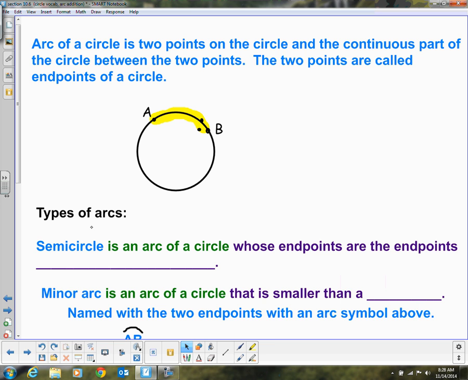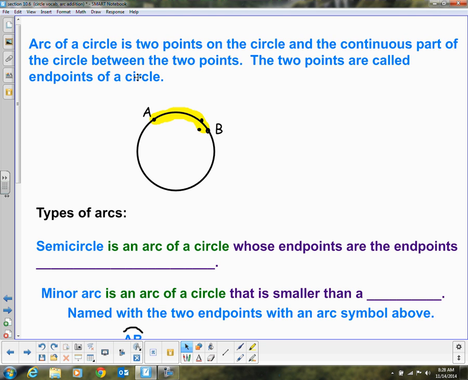So this is starting the last piece of our unit 3, when we're now transitioning totally into degrees. That's why I'm doing a test on radian measure, because that's a good place to stop. An arc of a circle is 2 points on the circle and the continuous part of the circle between the 2 points. The 2 points are called the endpoints of the arc.